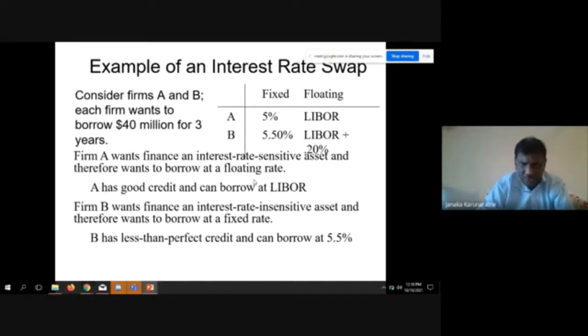Now what do you observe? Which market does each firm have a comparative advantage in? B is a higher risk company. Anyway, B has to pay a higher interest rate when it borrows. But it has a comparative advantage in one market. A has a comparative advantage in one market. So which company has a comparative advantage in the fixed rate market, and which has a comparative advantage in the LIBOR rate market?